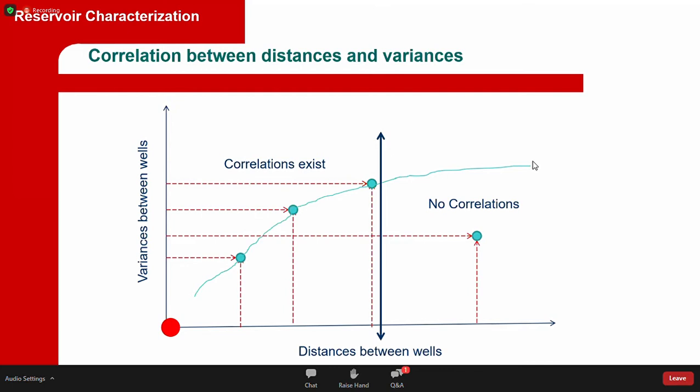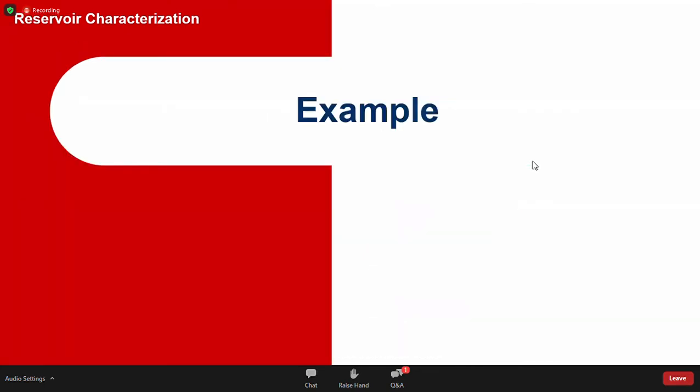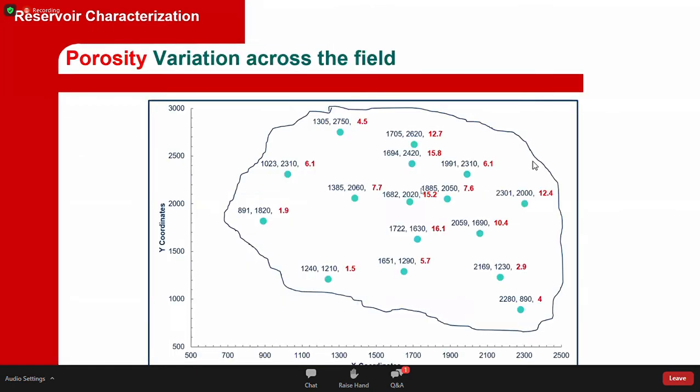Let's just do this in a real example. Here is a real example. I have multiple wells here. How many wells? I have about 16 wells. So the number of wells is 16.